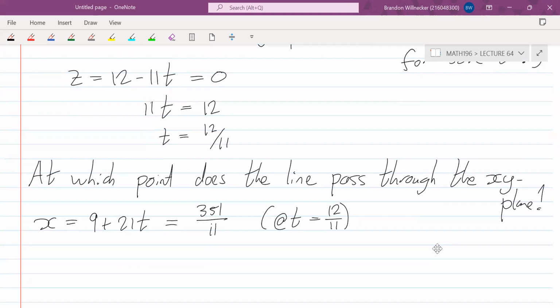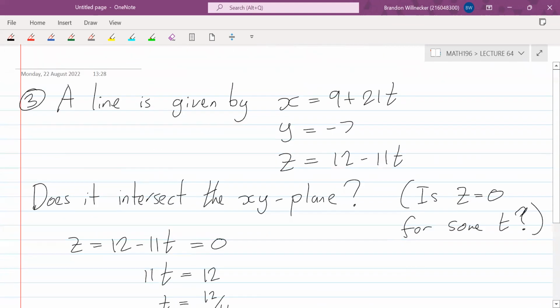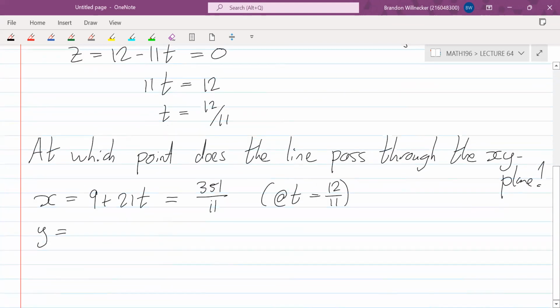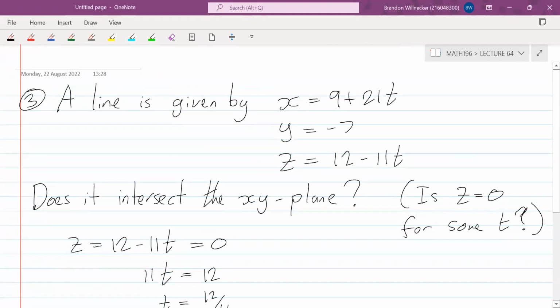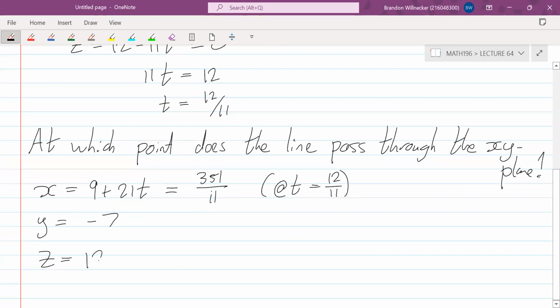We can do a similar thing for y and z. So y is going to be, we look back here, minus 7. That doesn't change with t, so that's fixed. And lastly, z is equal to 12 minus 11t. Again, if we substitute 12 over 11, we get 0, which is good because that's what we wanted to show, that the line goes through the xy plane.